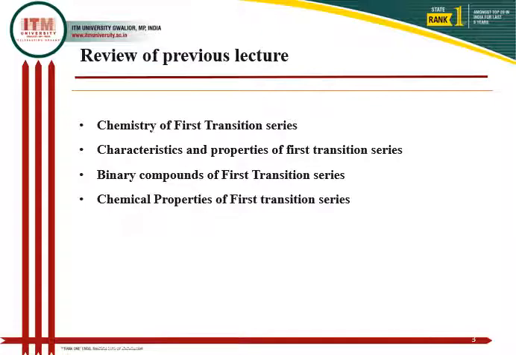In Unit 1, we have discussed the chemistry of the first transition series elements. How many elements are there in the first transition series? Yes, there are 10 elements that come under the first transition series, that is the 3D series.